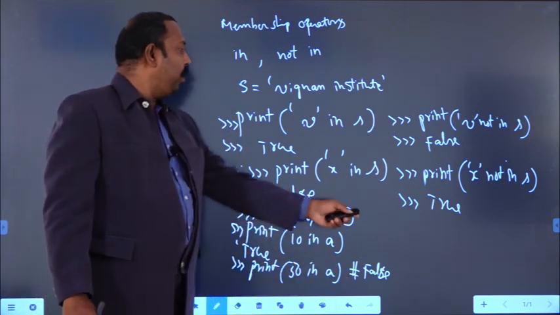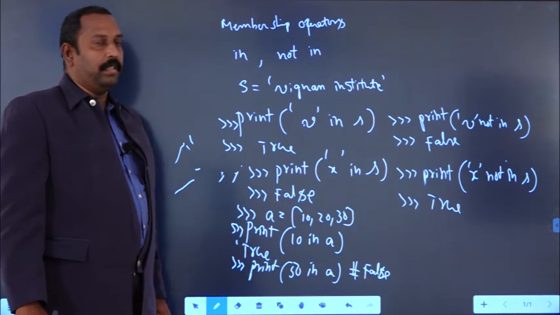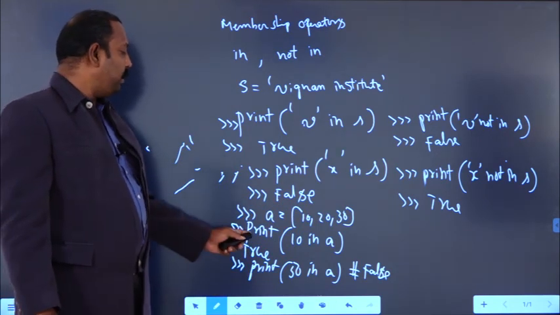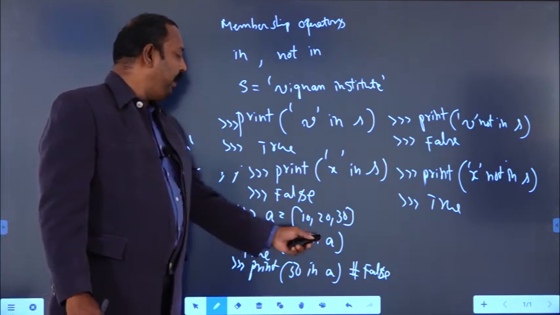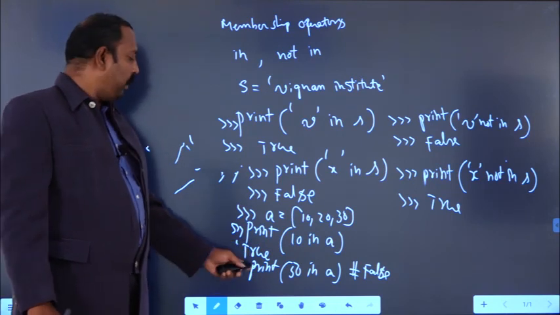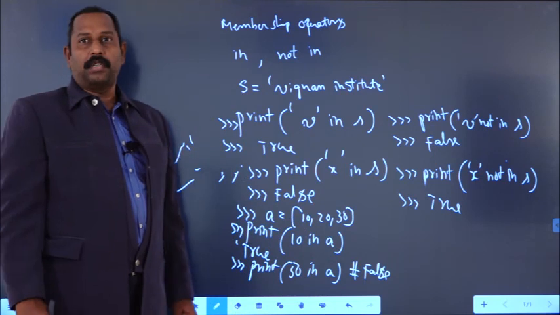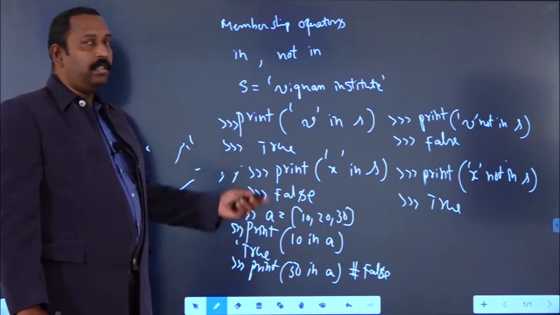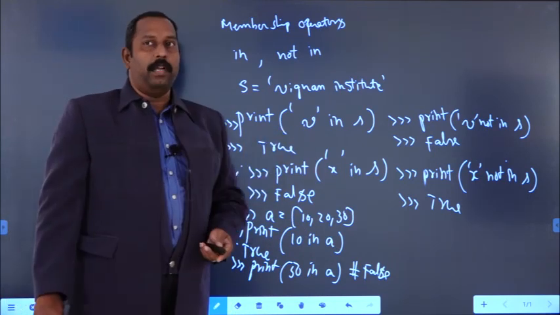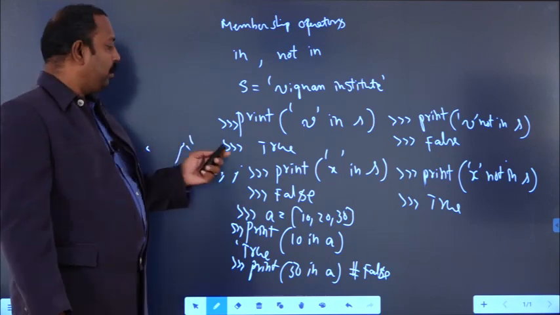Suppose I am using not in, you will get the values in reverse. Suppose I write print 10 not in A, you will get the output false. Suppose I write print 50 not in A, you will get the output true. Just reverse, you will get the output. So these are the membership operators available in Python. This is the last topic. Thank you.